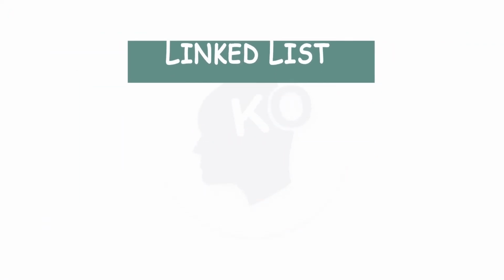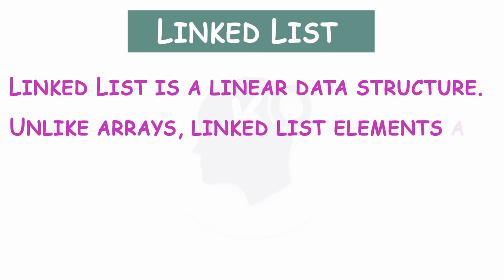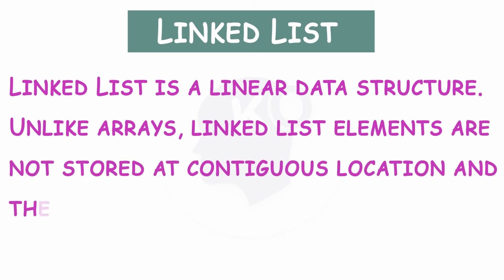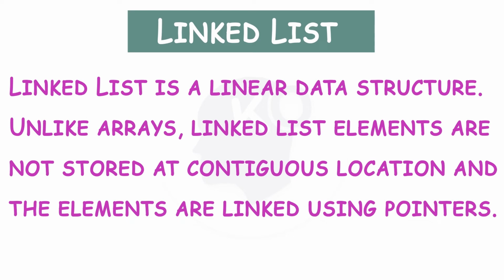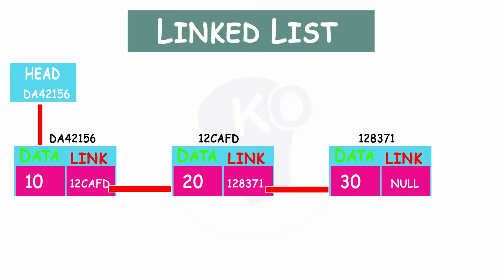Linked list. Linked list is a linear data structure. Unlike arrays, linked list elements are not stored at contiguous locations, and the elements are linked using pointers. In its most basic form, each node contains data and a reference, in other words, a link to the next node in the sequence. There's a head pointer which references the first node. The first node stores any data and the reference of the second node. Similarly, the second node stores any data and the reference of the third node and so on. But the last node stores any data and null in its address field.